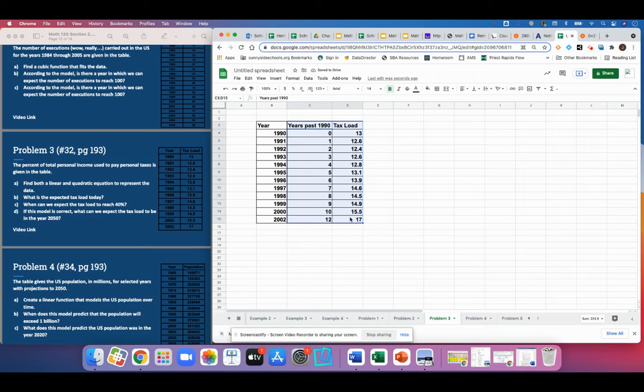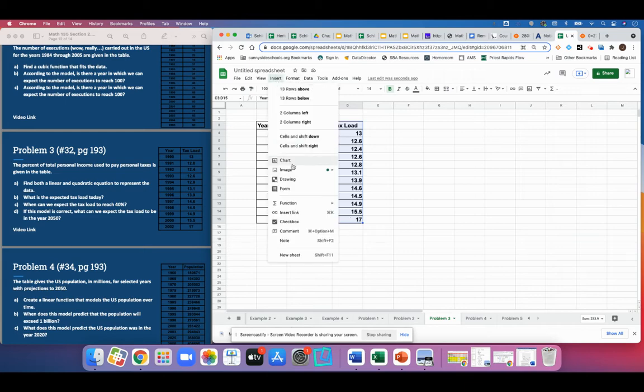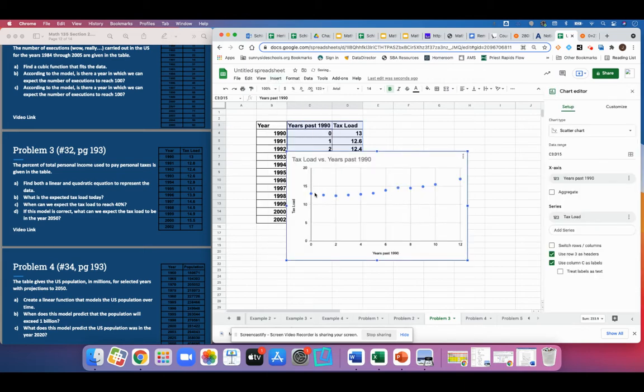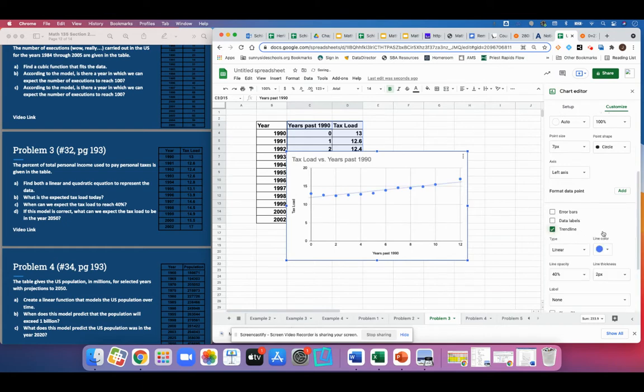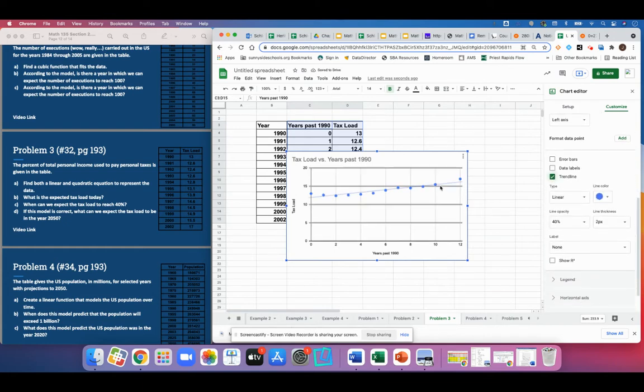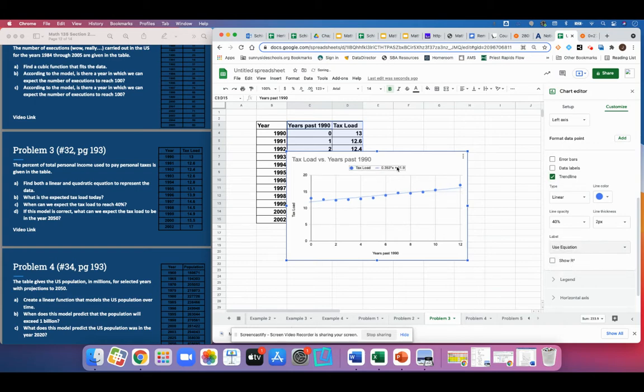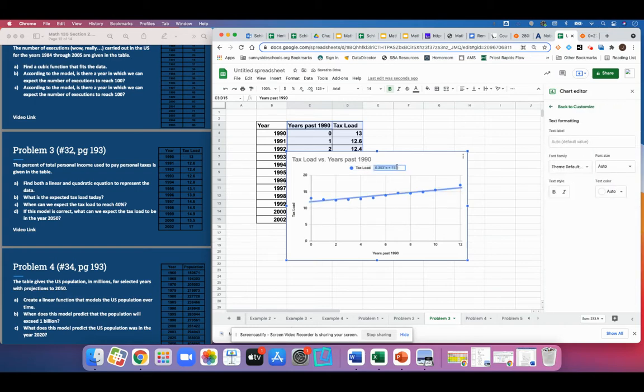Then, just taking these two columns, we're going to go to Insert Chart. And it looks like the amount that we pay in tax is kind of steadily going up. So we need to find a linear and a quadratic. Again, go to Customize Series, put a trend line. The linear fits okay. I'm going to go Label and use Equation to get my equation for this.